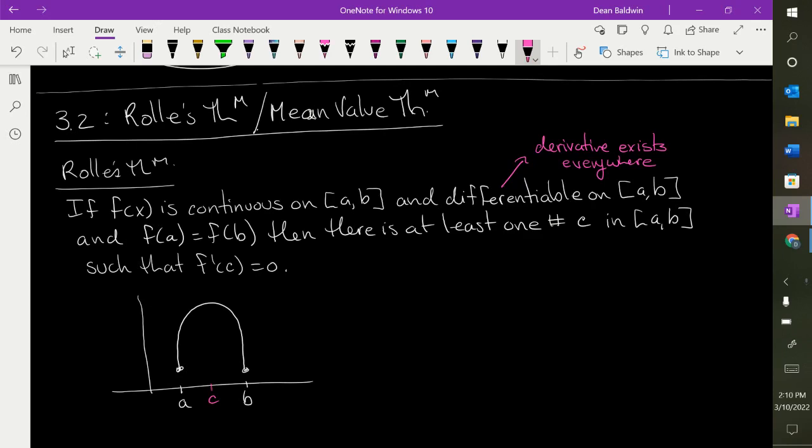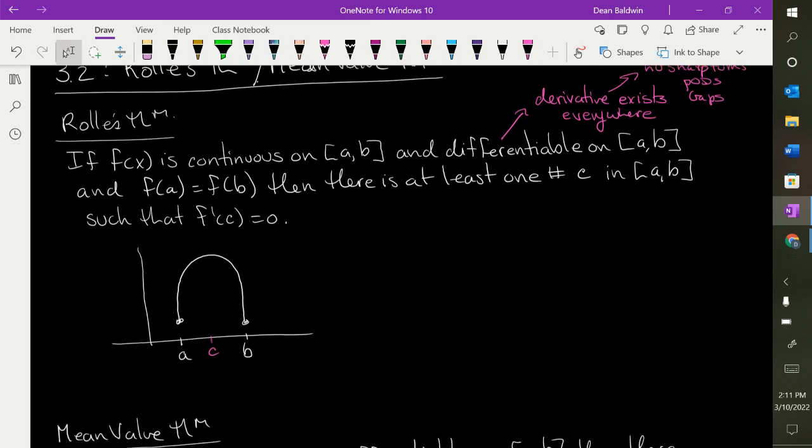Rolle's theorem states if f of x is continuous on [a, b] and differentiable on (a, b), which means the derivative exists everywhere, which means there's no sharp turns, no holes, or gaps, jumps, vertical asymptotes, all that kind of stuff. You can't have anything in any of those. And f of a is equal to f of b, then there is at least one number c in (a, b) such that f prime of c is equal to 0.